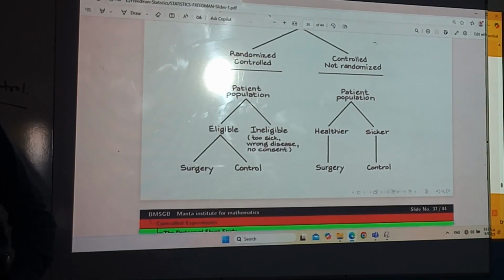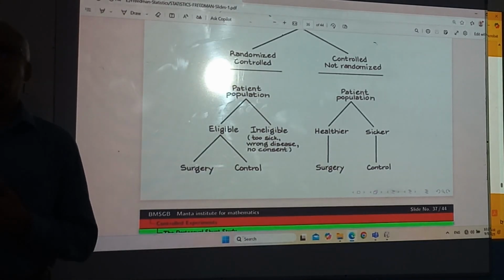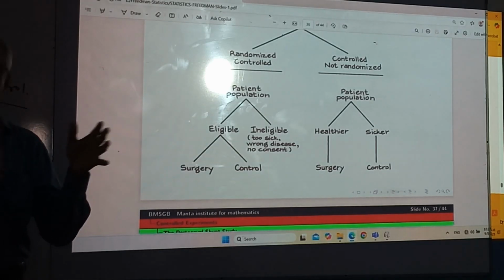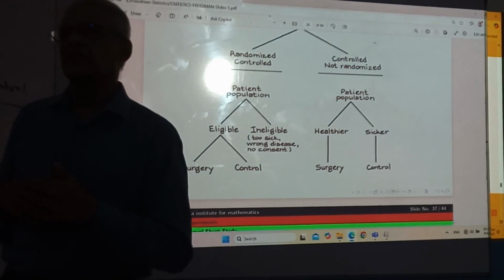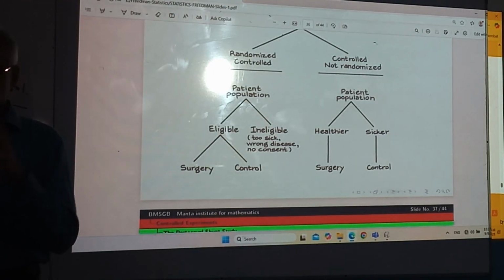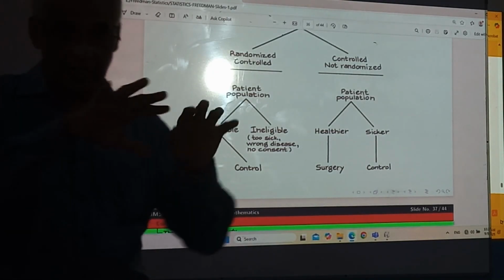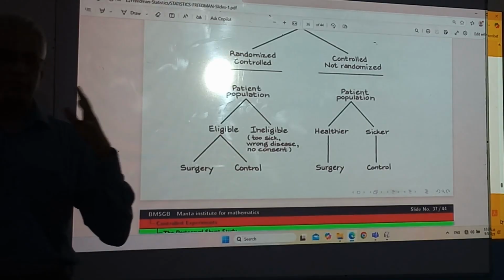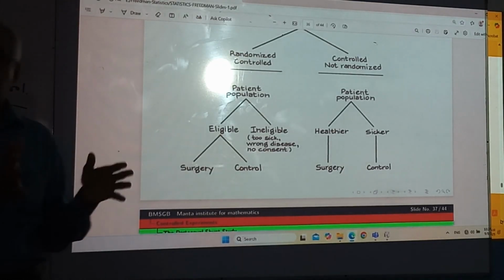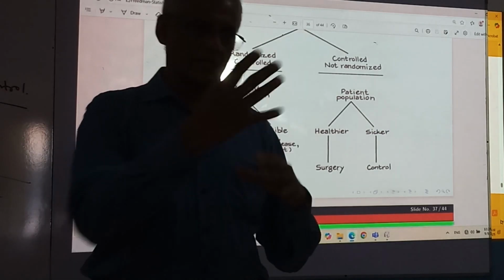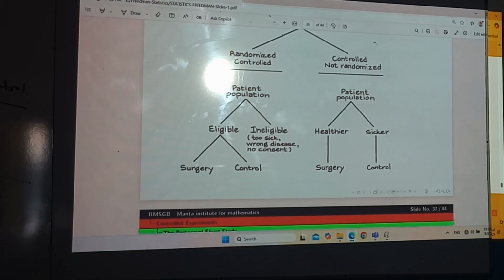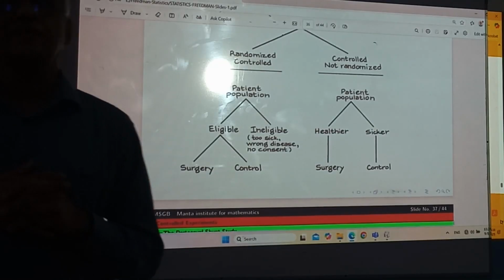So in a controlled experiment, of course, they will first of all take only eligible people, like in the polio vaccine trial. They take only the children whose parents give consent, only that group, and that group is divided into two. So here only eligible patients are taken in the controlled experiments, and then randomly divided into two, and then one group randomly selected for the surgery and the other group selected for the control. So that is the real experiment. But what they were doing earlier was not that.